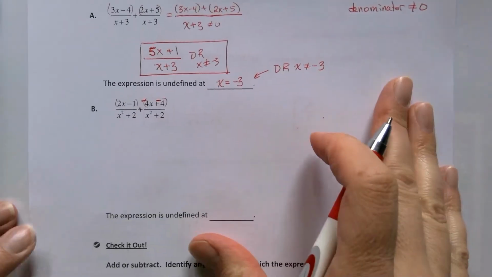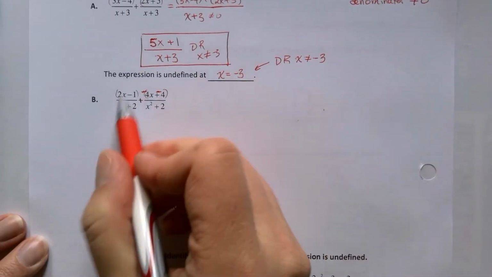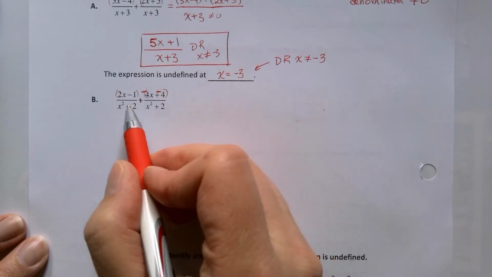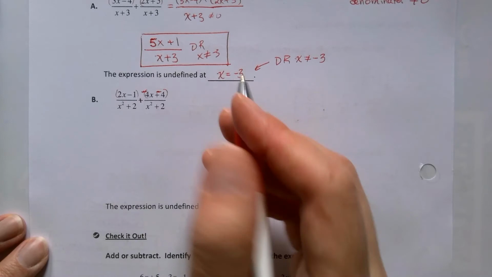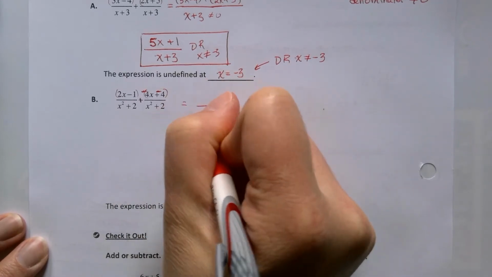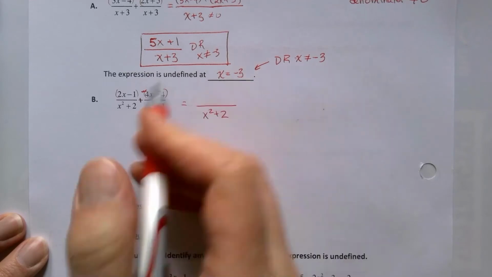Most mistakes made, if people understand how to do these problems, are because of a sign change issue. So you want to distribute that. That's going to help you. And then I already have a common denominator, and that common denominator stays as x squared plus 2. And I'm going to add my numerators.